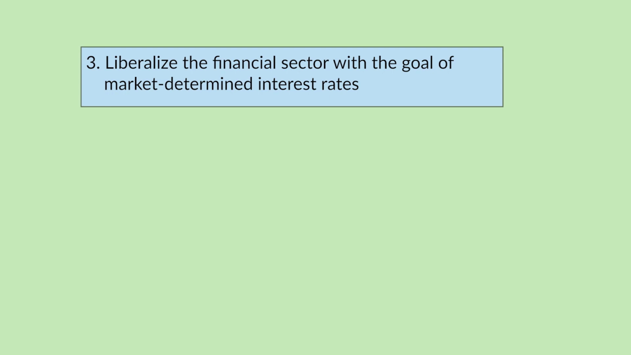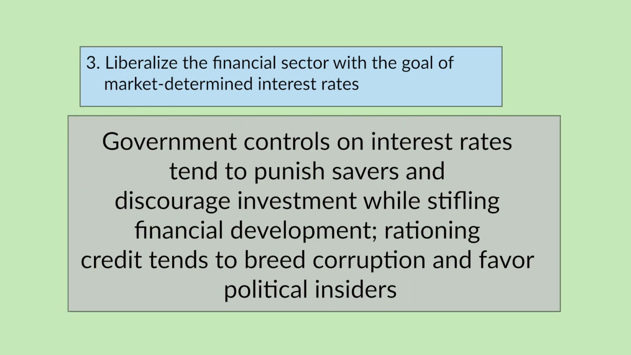The fourth principle entailed liberalization of the finance sector with the goal of market-determined interest rates. Government controls on interest rates tend to punish savers and discourage investment, we all know that, while stifling financial development. Rationing credit tends to breed corruption and favor political insiders. Therefore, what was promoted was that market-determined interest rates should promote savings and ensure that banks or various financial institutions, not government politicians, determine allocation of credit.